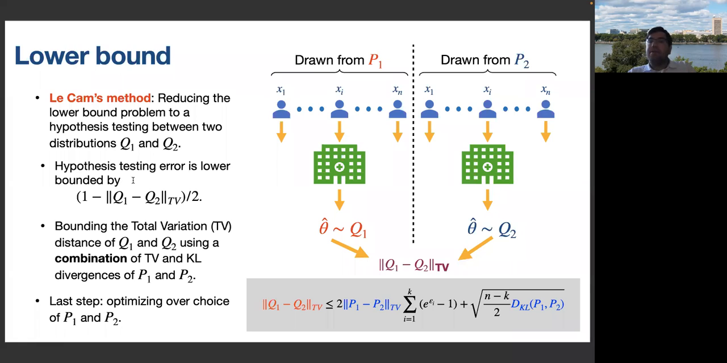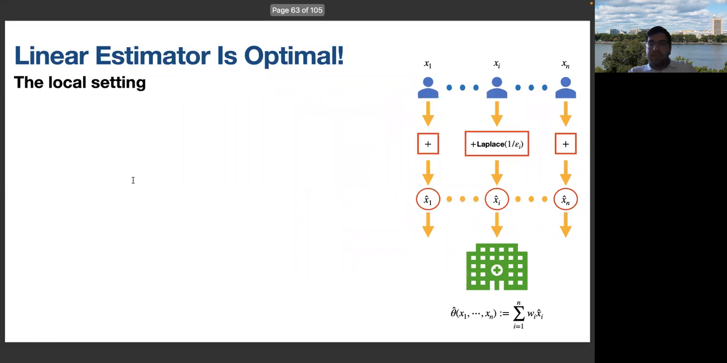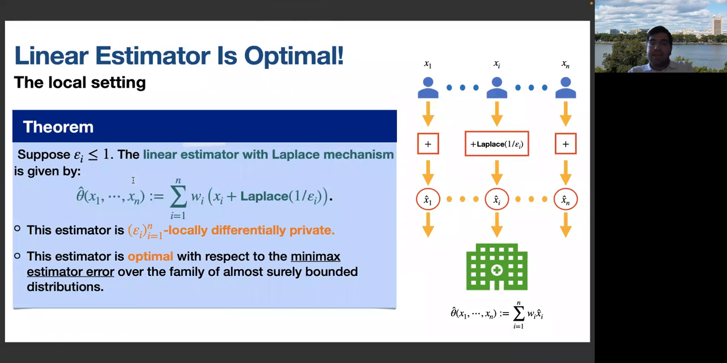So far I talked about the central setting, upper bound and lower bound. We could define similarly the minimax estimation error and the linear estimator for the local case as well. And we show that in that case, with different epsilon i's, the linear estimator, in which each user i adds Laplace noise of scale 1 over epsilon i, and then we take a weighted sum, is optimal. Here there is no log factor gap, and we can show that this is optimal in the local case.